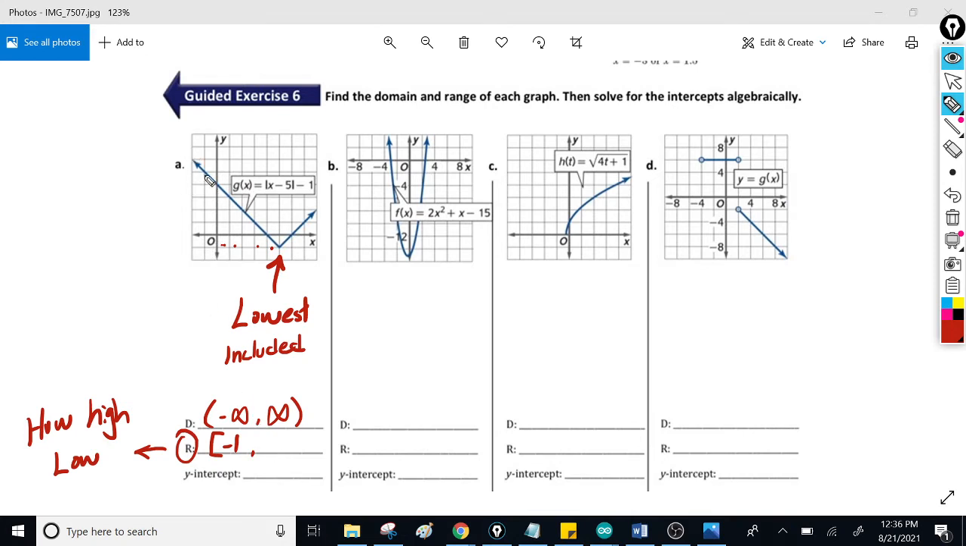And then how high does it go? Both the left and the right will always keep going higher and higher and higher, and it will never stop. If they keep going higher and higher and never stop, that means it will approach infinity, and we will use a parenthesis right here.